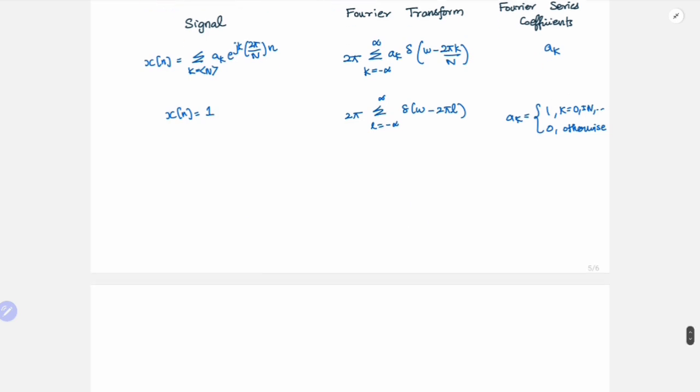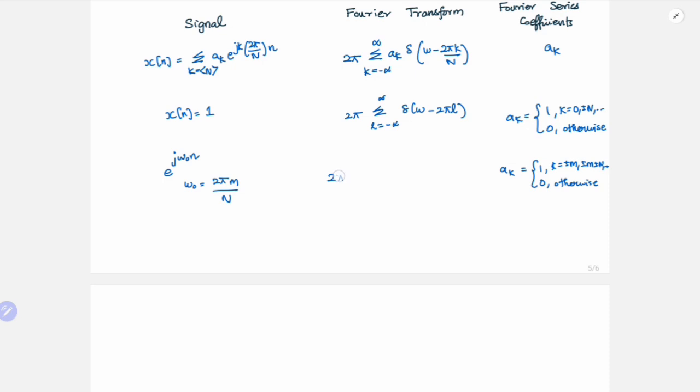Okay. Next let us see e power j omega naught n. For this, if omega naught is 2 pi m by N, then my Fourier series coefficient ak minus m will be equal to this. So my ak will be equal to 1 for k equal to plus minus m, plus minus m plus minus N and so on, and it will be 0 otherwise.